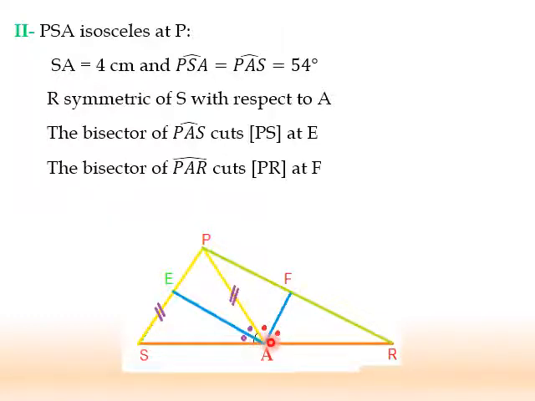Then I have to draw the bisector of PAR that cuts PR at point F. When we draw the bisector of PAR, the point of intersection of this bisector with PR is called point F. Now I have to prove that AEF is a right triangle. You have more than one method to prove.